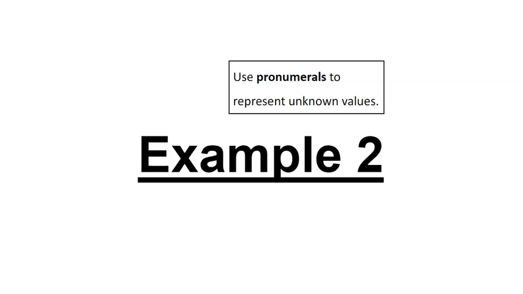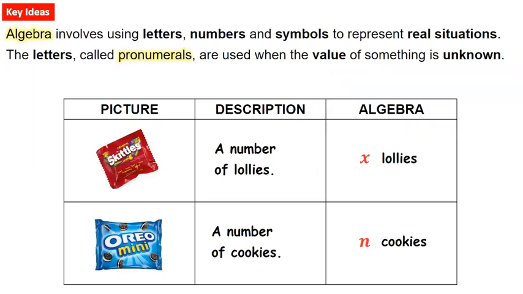We already know some of the components of algebra because we've practiced turning simple written descriptions into algebra. In this video, we learned that the word pronumeral is the algebra word for the letter. We need to look carefully about when to use pronumerals. We only use a pronumeral if a value is not known. I'm showing you examples of where the value would be unknown.